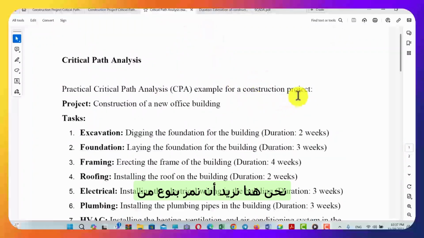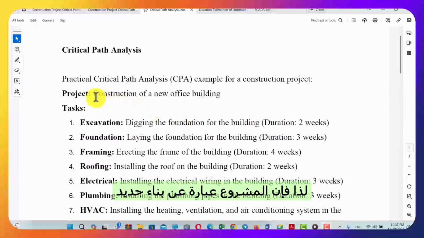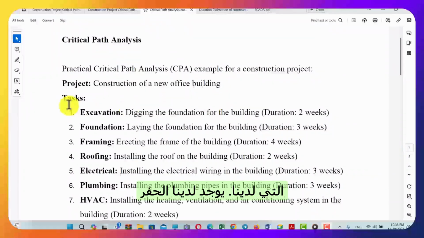Here we want to go through some sort of practical example using the critical path analysis. Okay, let's say that we have finished the estimation, or the rough estimation, of the duration of different activities for a simple construction project, and we go on to this practical critical path analysis, or CPA, example for a construction project. So the project is the construction of a new office building, and these are the tasks that we have.